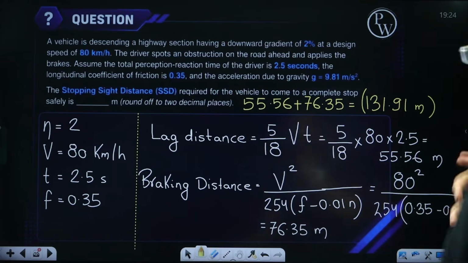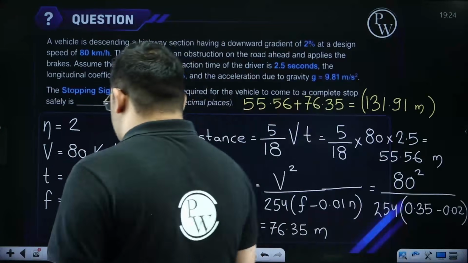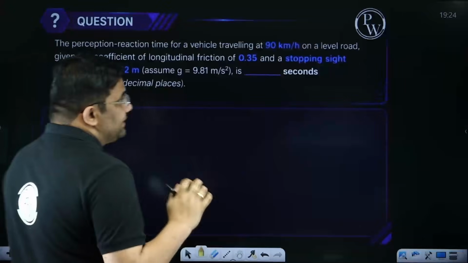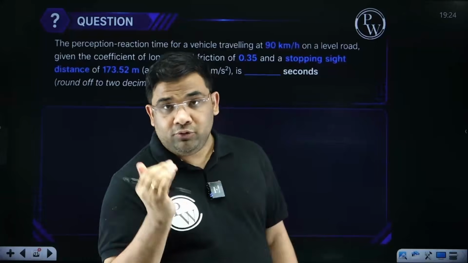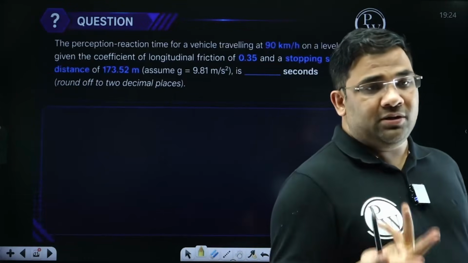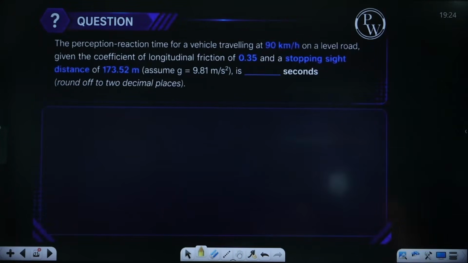Now they might not always ask you the stopping sight distance. Another type of question which they ask in the GATE exam is that they'll provide you the stopping sight distance and then they might ask you something else. Like in this question, they have asked the reaction time. Perception reaction time is the same as reaction time.